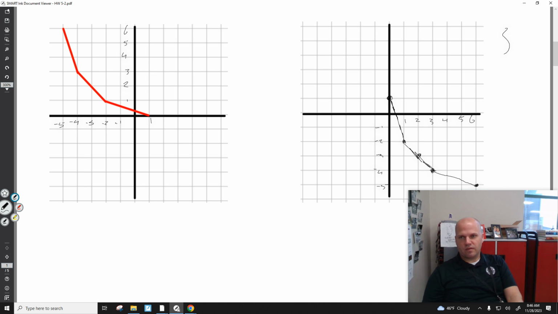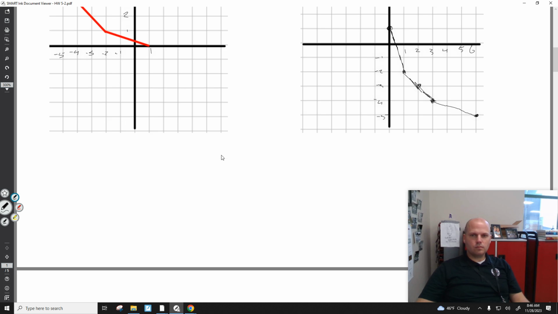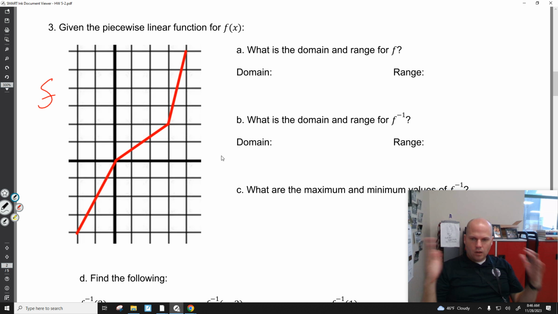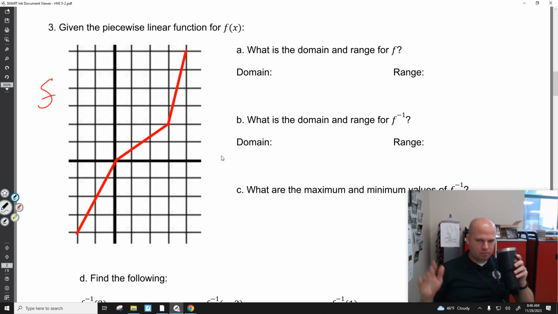This would be the graph of F inverse. Understanding A's, B's, the inverse has to have BA. Don't think about it as X's, Y's. A's and B's, B's and A's. Domains and ranges are going to flip.